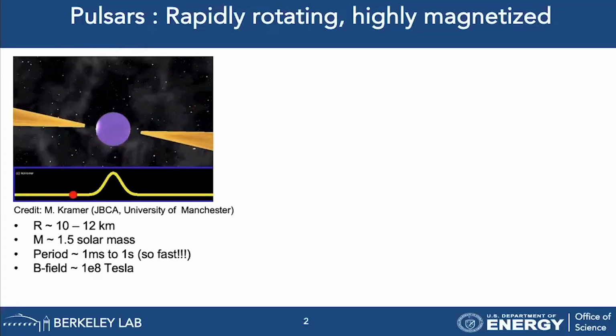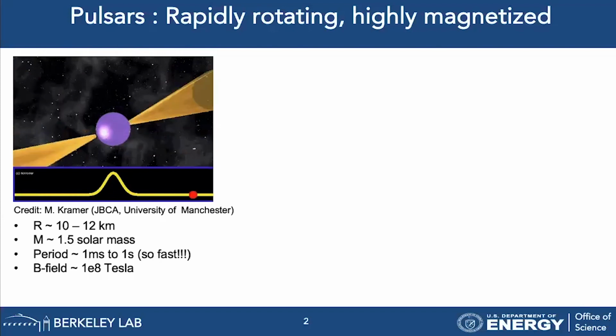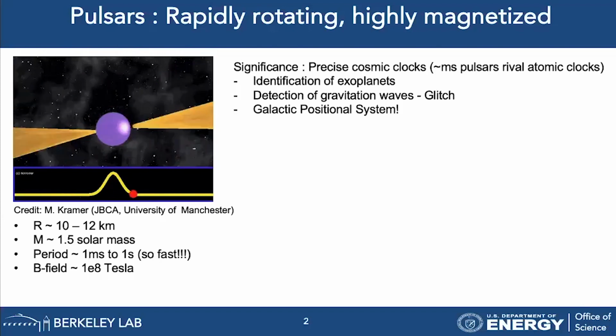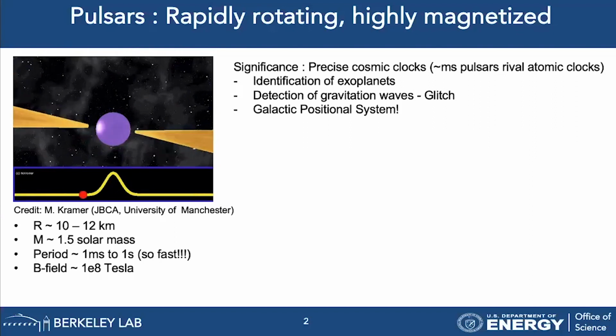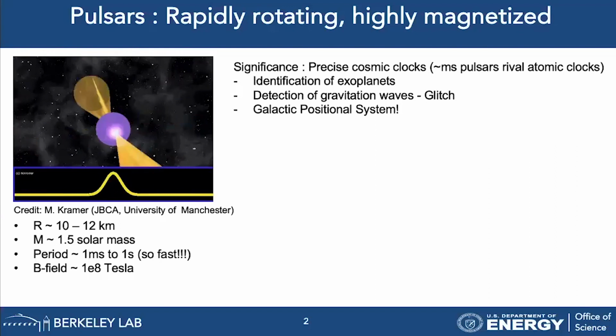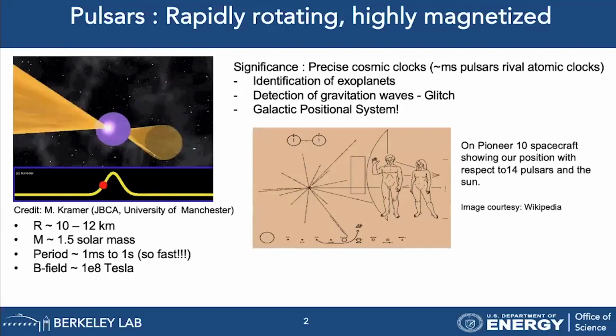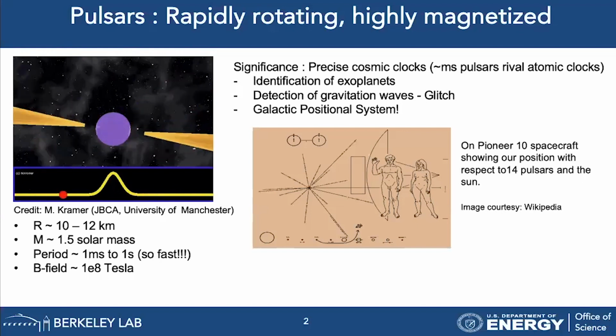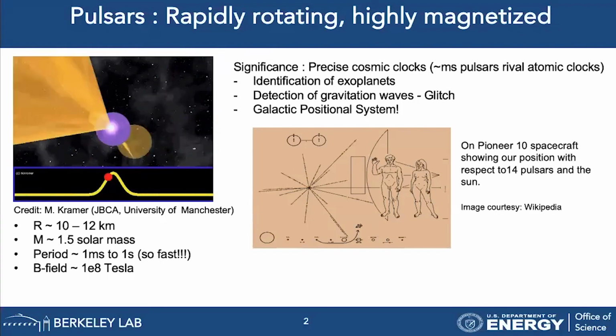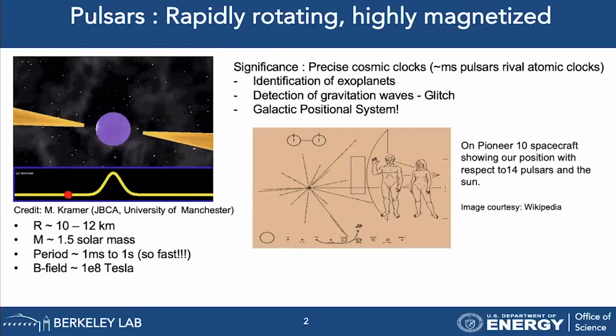Okay. They're rotating rapidly and they're highly magnetized, but why do we care about it? They have this very well-defined period, which makes them galactic clocks. And what I find most interesting about this is that we also tried to communicate with extraterrestrial intelligence using pulsars, by sending this picture on the Pioneer 10 spacecraft showing our position with respect to the sun and 14 pulsars. That's how incredible these objects are.